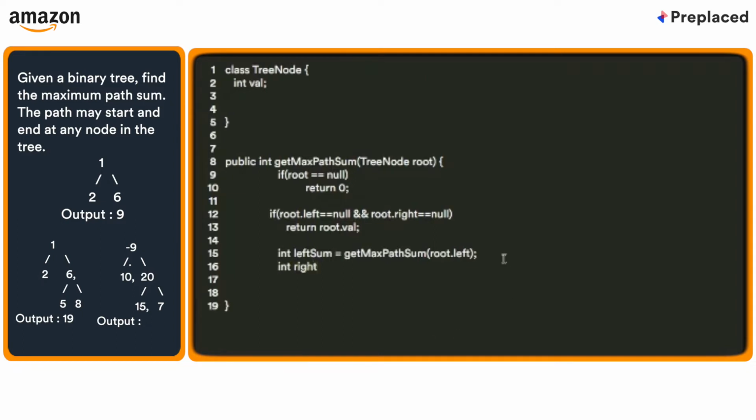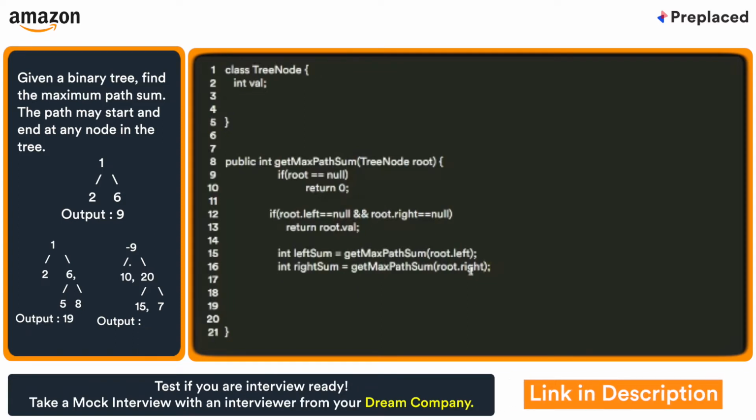Then I'll say right sum. My right sum is this dot right, so here I will pass right. Now I have three things, and let's say if only one side is null and one side is non-null, then this condition will hold true, and it will return 0. So now I have root val, left and right.